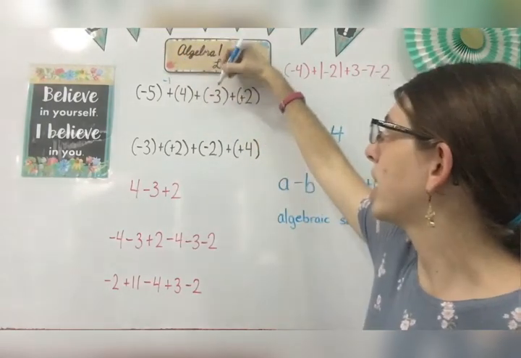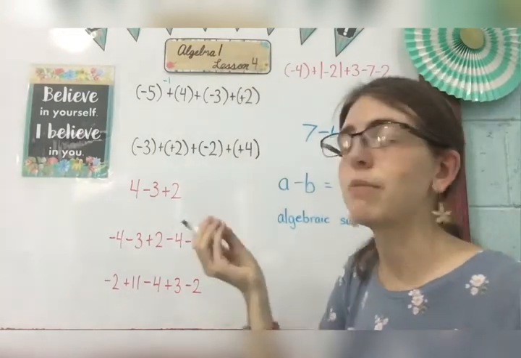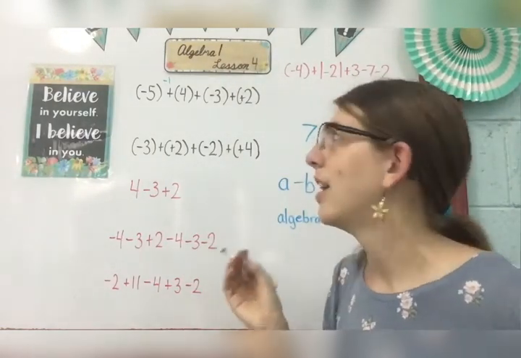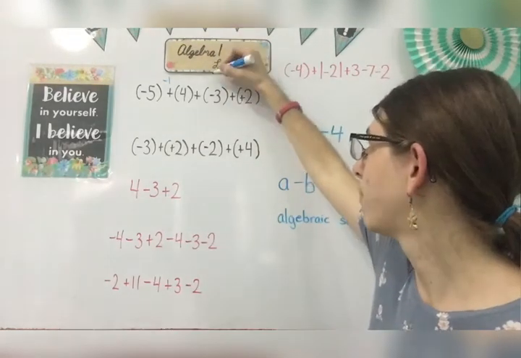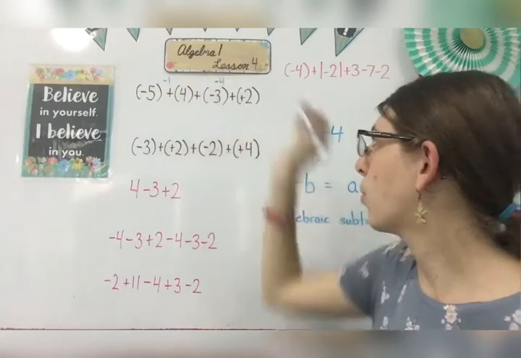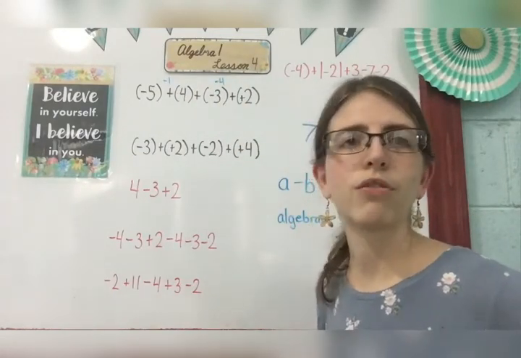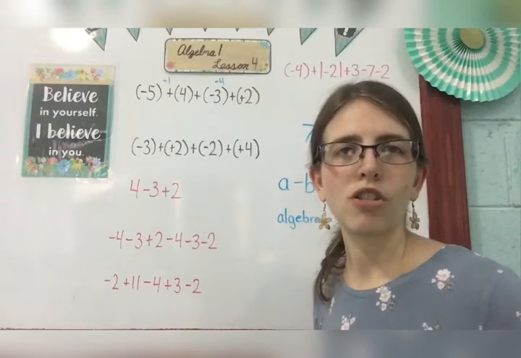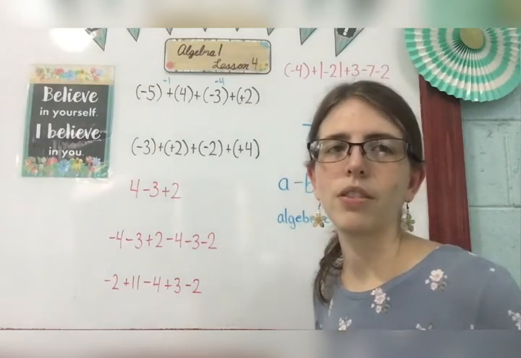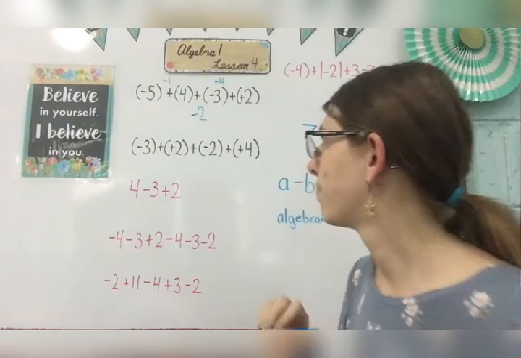Now I'm going to add negative 1 to negative 3. They have the same sign, so I just add them together and keep the sign. So 1 plus 3 is 4, negative 4. So now I add negative 4 to positive 2. They have opposite signs, so I subtract 4 minus 2. The one with the larger absolute value is negative 4. So my answer would be negative 2.